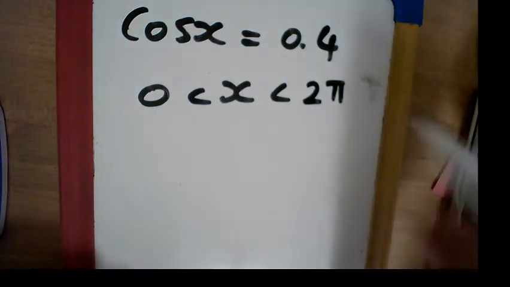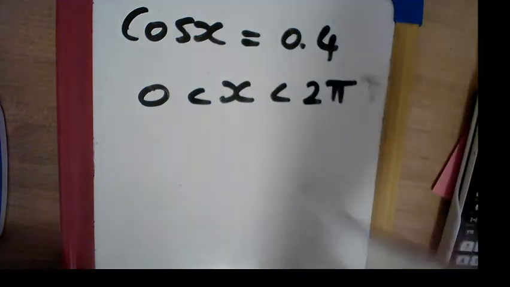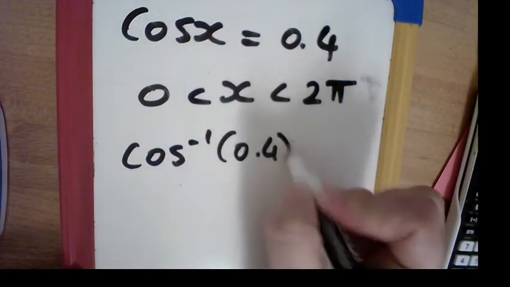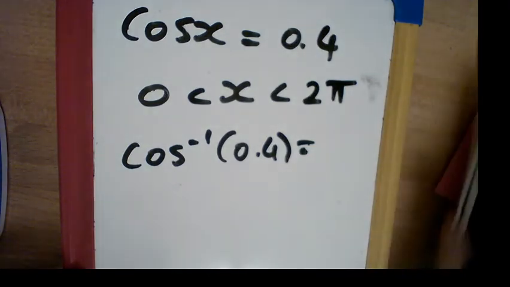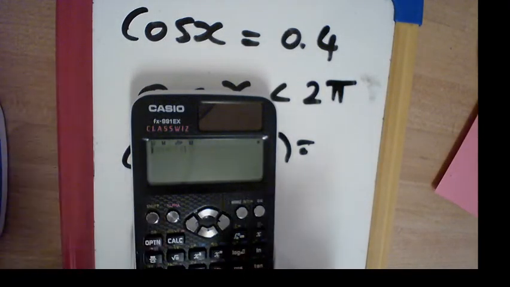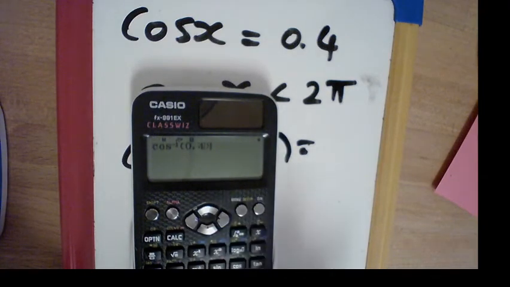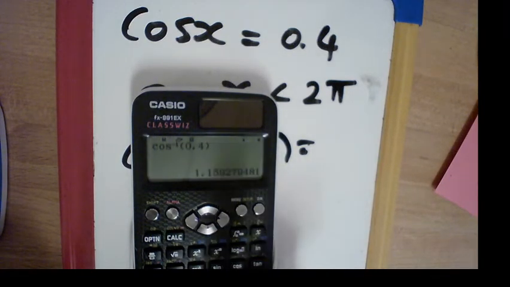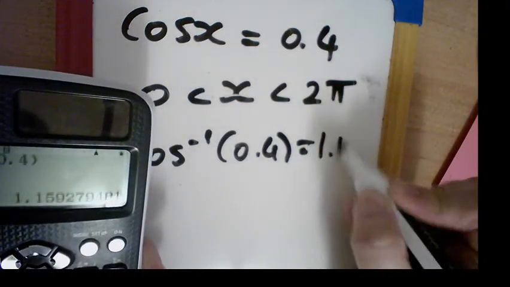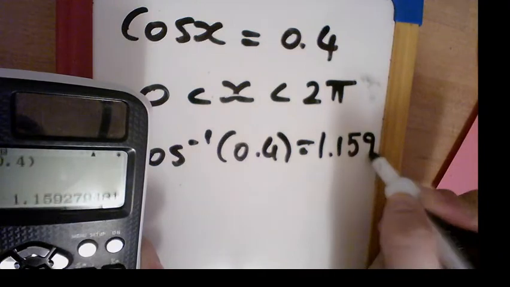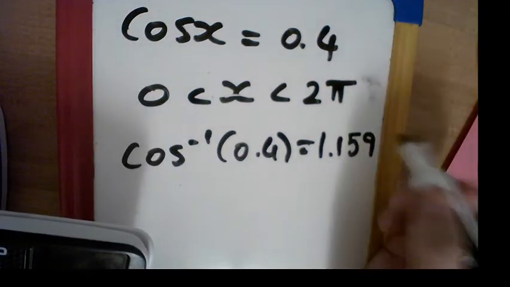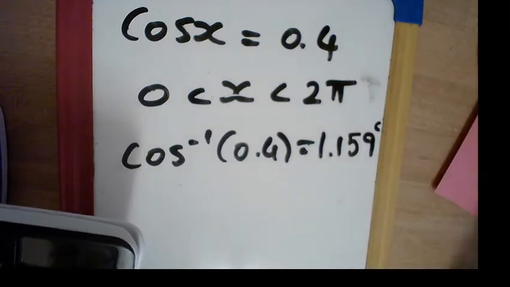Right, let's quickly recap how to do this. The first thing you would do is cos to the minus 1 of 0.4 onto your calculator. Now remember, my calculator is now in radian mode. So I go shift cos 0.4 and I come up with 1.159. Now, if this was in degrees, you should be screaming at the screen going, that doesn't make any sense, since when is an angle so small? Well, that's because it's in radians.